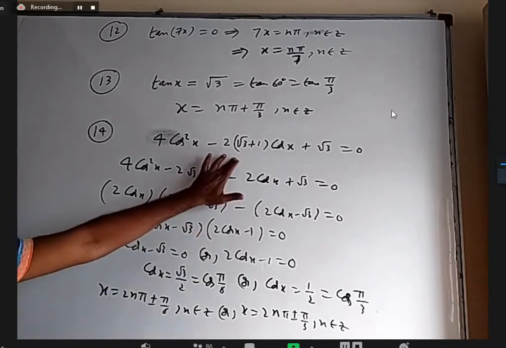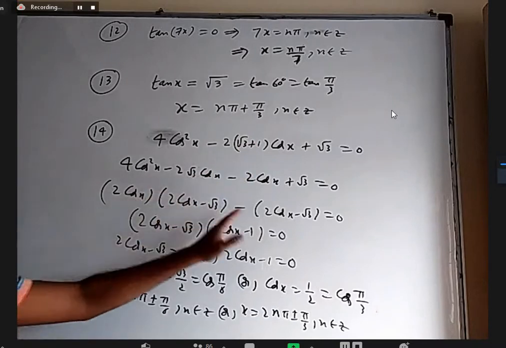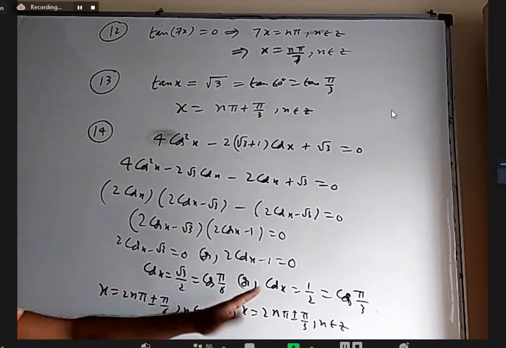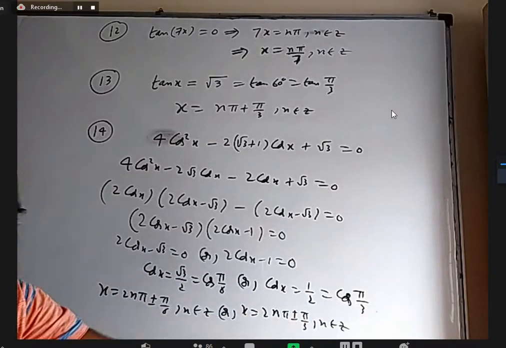So this is a simple quadratic equation. Splitting the middle term is already given. We split it and see what we can factorize. We are getting two values for this. Cos x equal to cos alpha here gives one solution, and another cos x equal to cos alpha gives another solution.